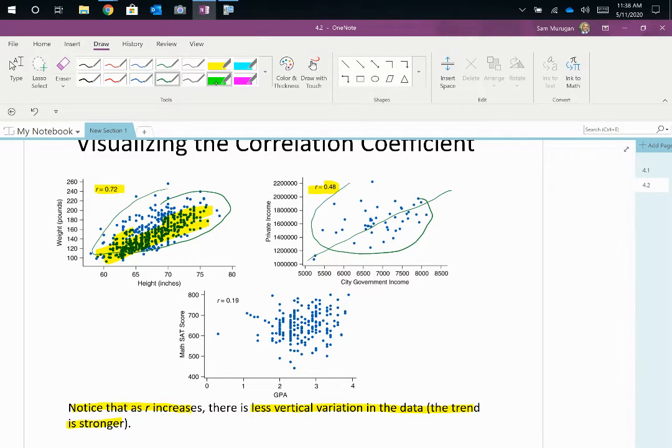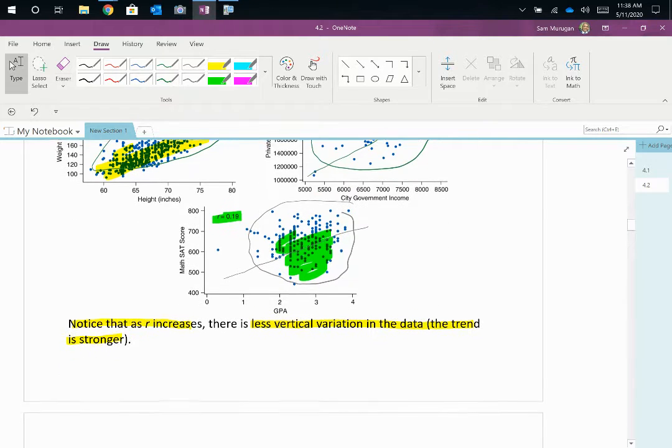And 0.19, although this is a positive coefficient, it's very weak. It's still trending positively, but it's very, very weak because it's so spread out around that line. So that makes the coefficient closer to 0 instead of closer to 1.